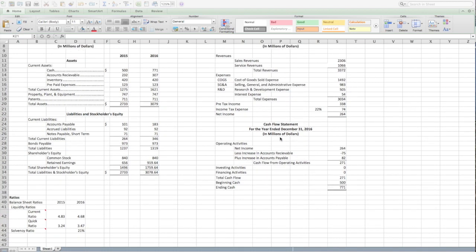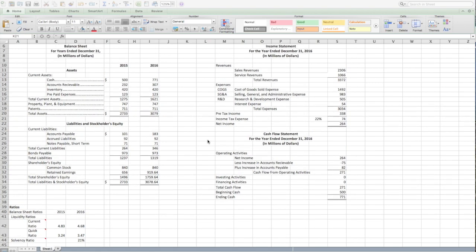Hello there. This actually came from one of your colleagues in this course who said it'd be nice to have some real world examples of how to calculate ratios. So, ratios are vertical analysis of companies.